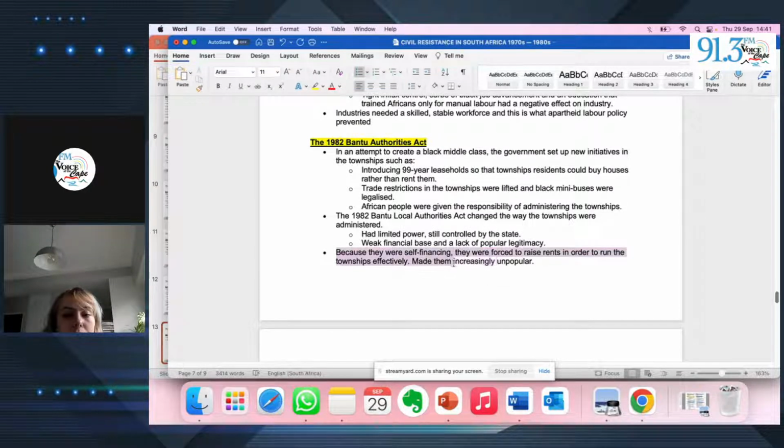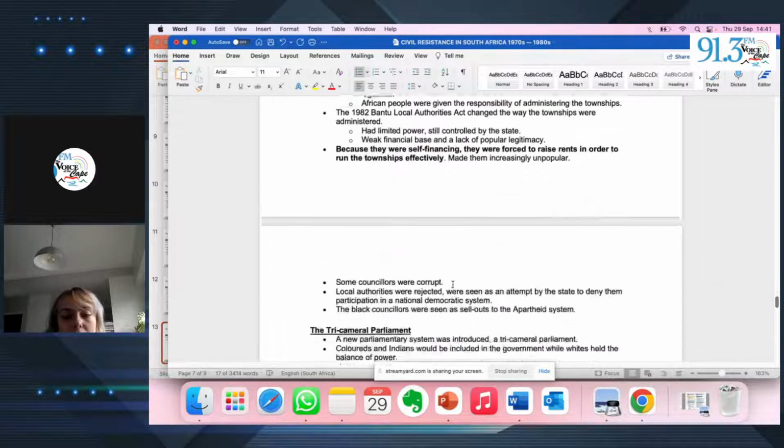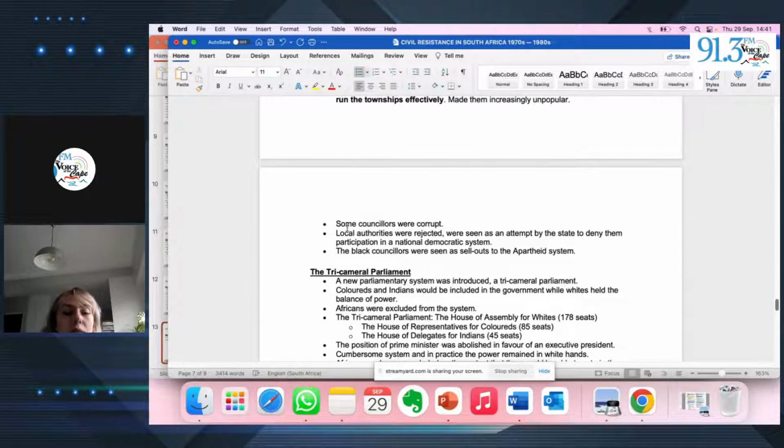Because these townships were self-financing, they were forced to raise rents in order to run townships effectively. This made them increasingly unpopular. Some councillors were corrupt, local authorities were rejected, and they were seen as an attempt by the state to deny them participation in a national democratic system. The black councillors were seen as sellouts to the apartheid system.